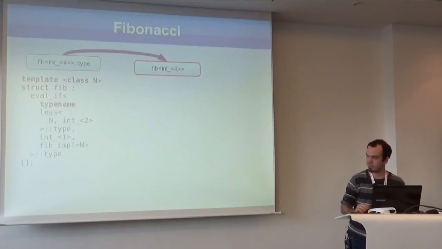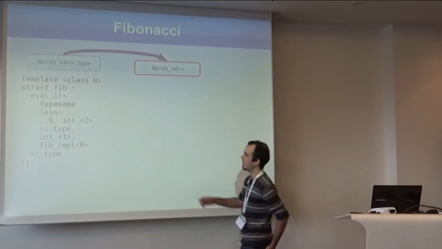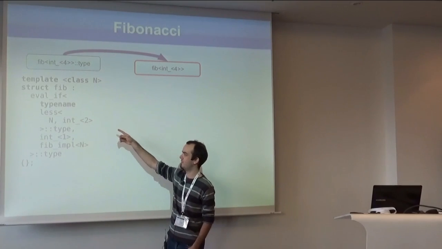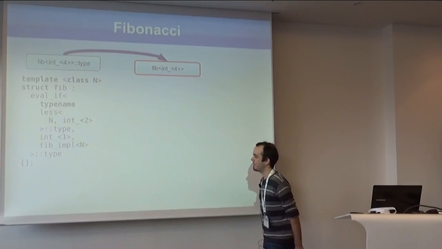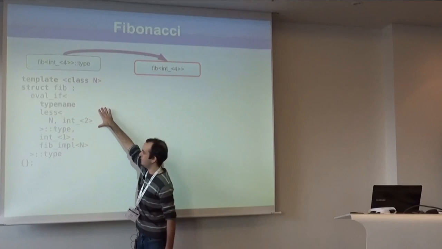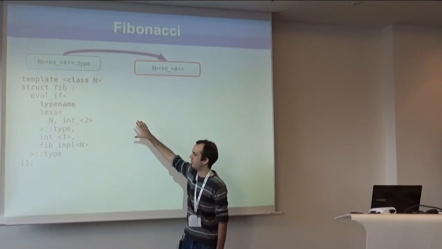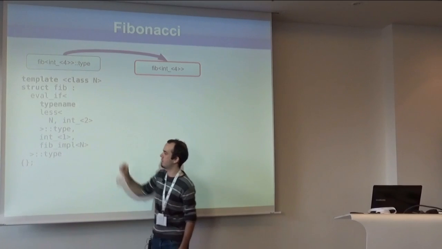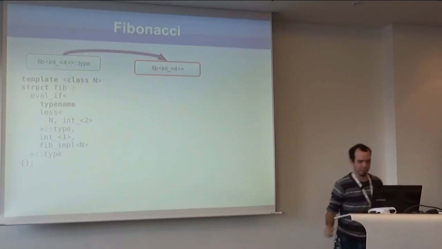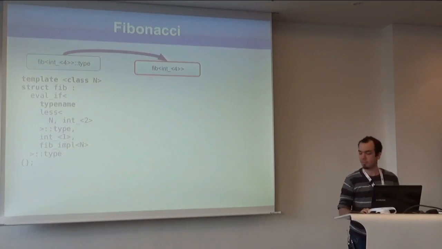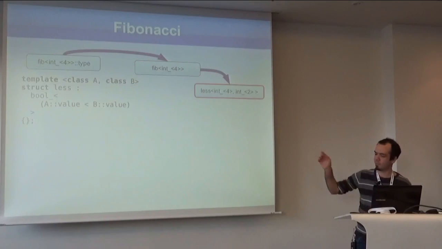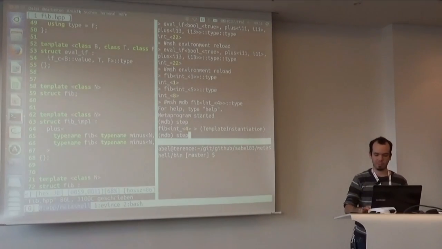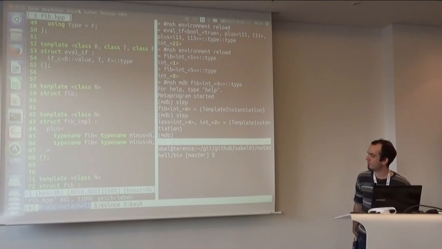Now, if you take a look at the implementation here, hopefully Ábel implemented fib in terms of evalif. And in order to call evalif with these three parameters, we first have to instantiate these parameters, and this is what's going to happen. So we first have to instantiate the less metafunction with those parameters. So this should be the next step in our metaprogram.